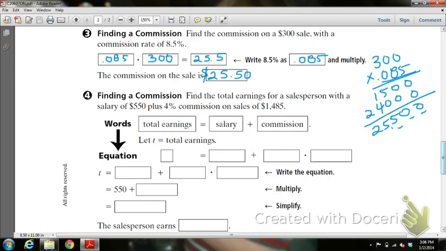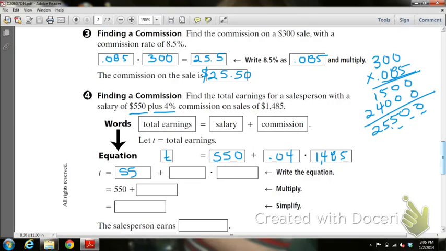Now let's try another one. Find the total earnings for a salesperson with a salary of $550 plus 4% commission on sales. This is how salespeople earn their pay. They get a base salary, but they also get a certain percentage of all the sales that they bring in, so you would add that on to their salary. The total earnings, we don't know, so we're going to call it T. Their salary is the $550, plus the 4% commission. 4% is going to become 0.04, times the amount that they sold, $14.85.